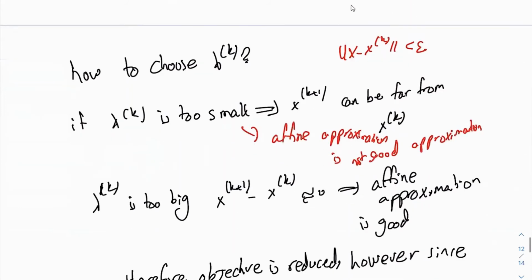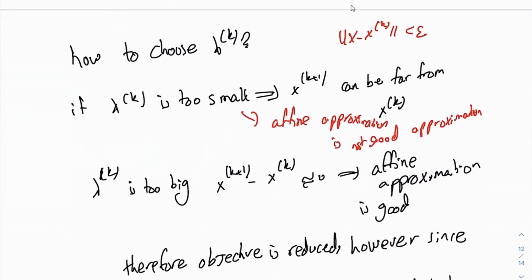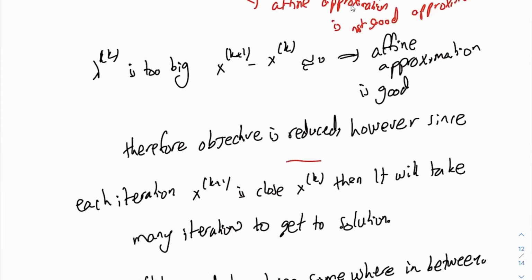If lambda k is too big, great. The affine approximation is a good approximation, but the difference between xk plus 1 and xk will be really small at each iteration. So we are actually converging very slowly, right? It will take a lot of iterations to converge. If you set the maximum number of iterations to a small value, you might never converge, and it also takes a long time. So that one also is not really good. That's what I explained here as well: the objective reduced. However, at each iteration, xk plus 1 and xk are really close, so it takes many iterations to get to a solution.